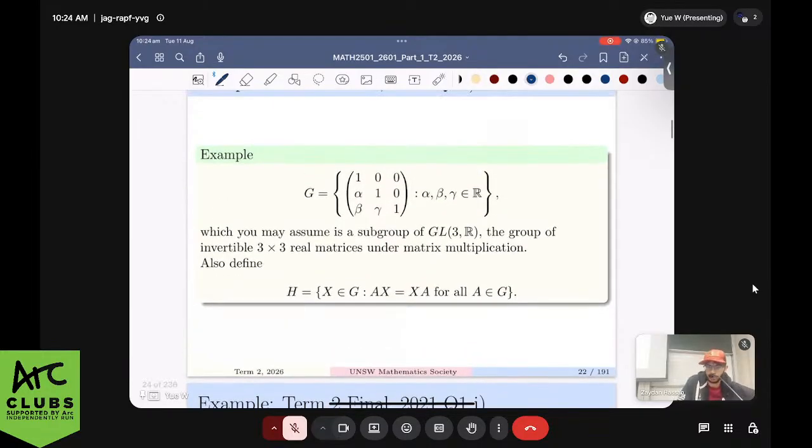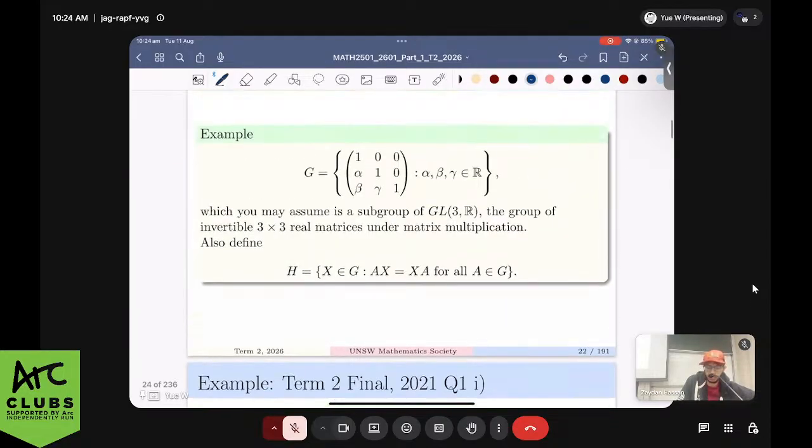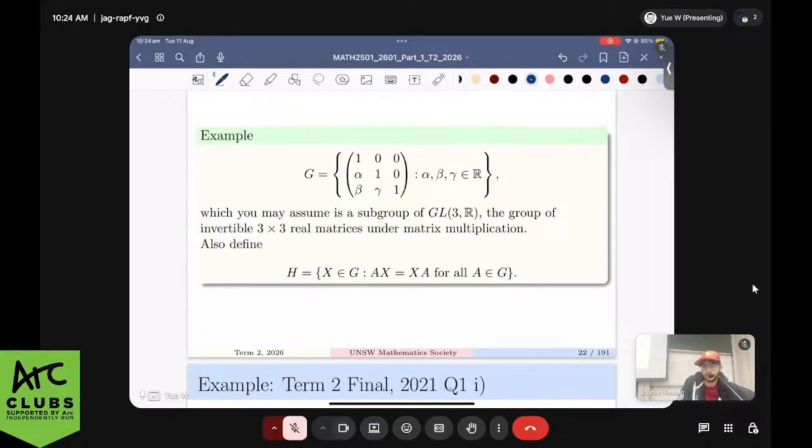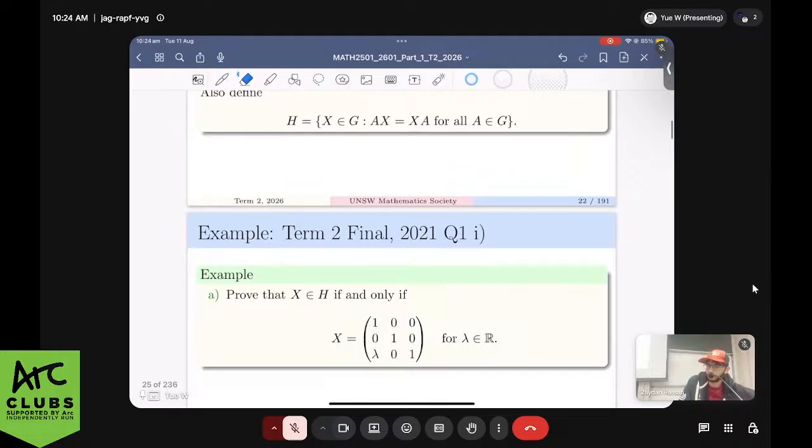Okay, we have this example question here. So we have this weird group of matrices. You can assume it's a group. And we're defining H, which is a subgroup. But we're not going to show that. But we have a set H, which is a subset of G. It's the set of all X, I guess you can say, which commutes with any A in G, or AX equals XA for all A in G. Prove that X is in H, so this is our set H, if and only if X is of this form.